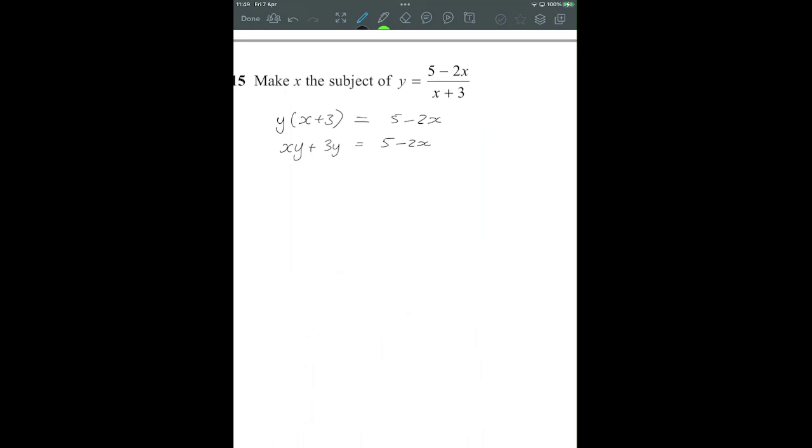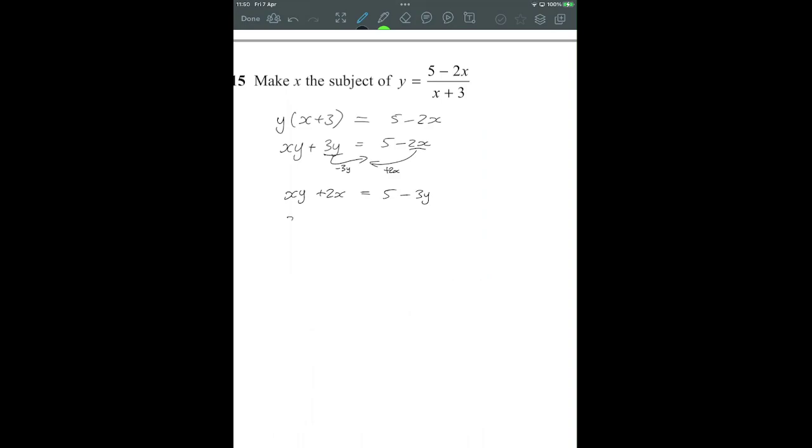And now comes the one weird step. We want X to be subject, so we need to put all the X things on the same side and all the things without an X on the other. So I'm going to add 2x to both sides, and I'm also going to subtract 3y at the same time. My left now becomes xy plus the 2x, the 3y's gone, and on the other side 5 minus 3y, the minus 2x is gone.